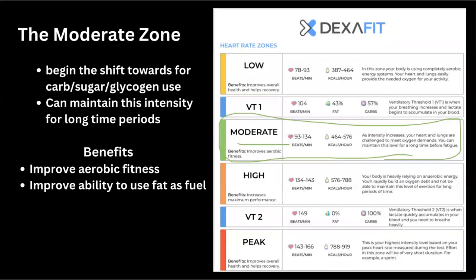So the moderate zone. As intensity increases, your body moves into the moderate zone. Your heart and lungs are challenged more to meet the higher oxygen demands and convert fat to fuel. You can maintain this level of intensity for a long time, right? Think of this like your marathon speed, okay? Exercise training in this zone will improve your aerobic fitness, improving your body's ability to convert fat to fuel, and building more powerful mitochondria, which are your cell's power plant.